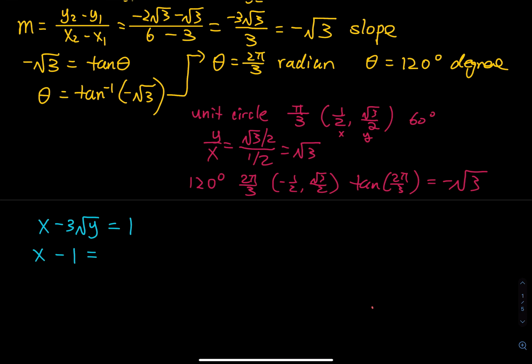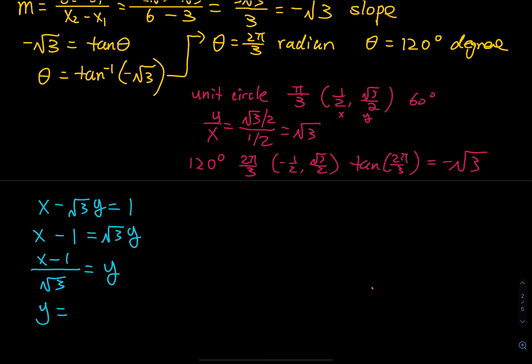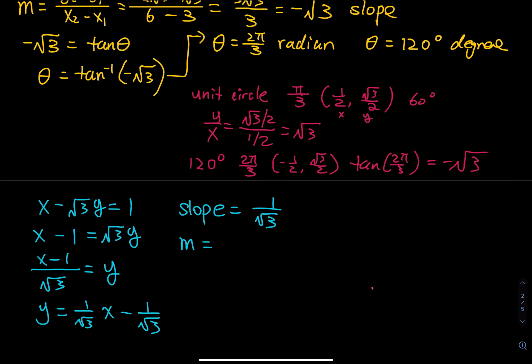So x minus 1 divided by square root of 3 equals y, and then you have y equals 1 over root 3 times x minus 1 over square root of 3. So now I know that the slope is equal to 1 over root 3. Let's not rationalize this. I think the work will be easier if you do not rationalize.